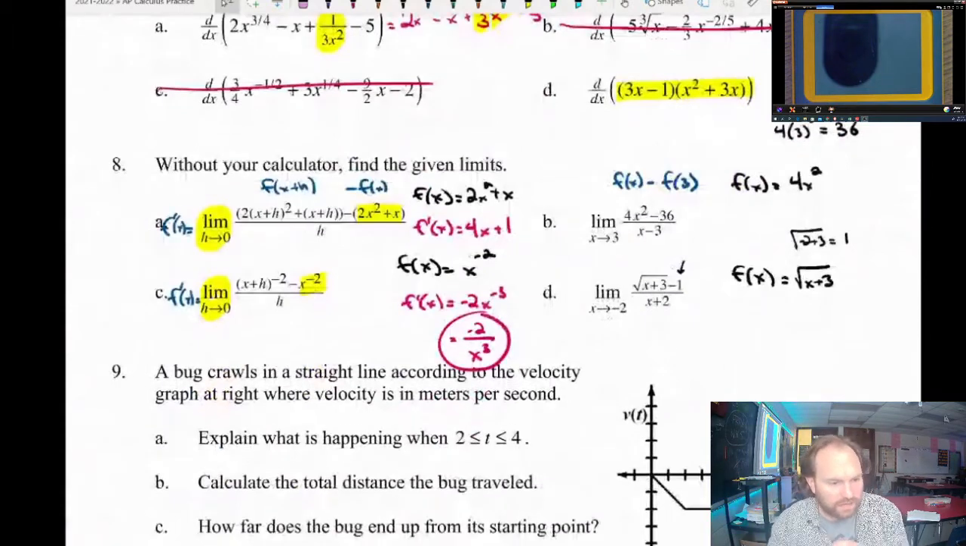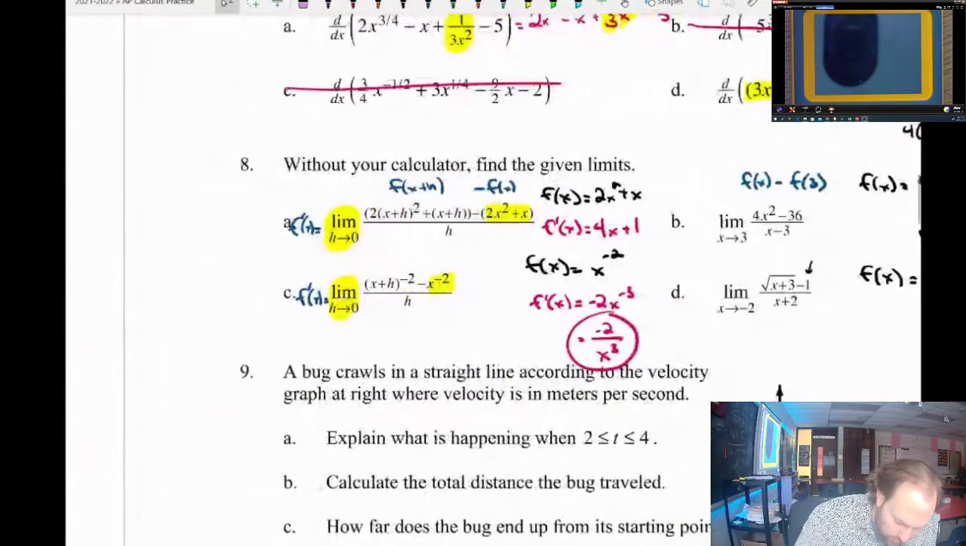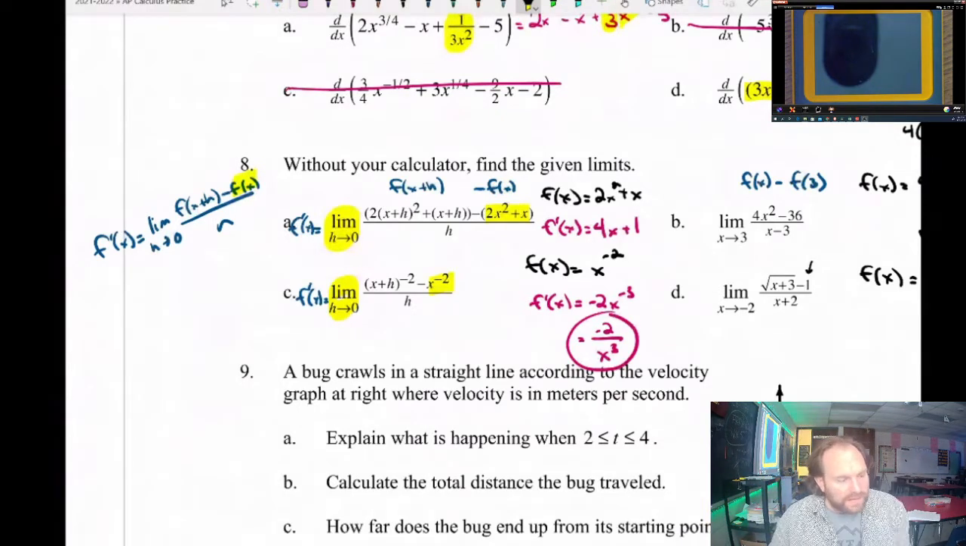We started this one kind of at the end of class today. This is to see if you can recognize, in the structure of the original f prime of x definitions, what the original function is. If you have the h approaches 0 version of this, it's f of x plus h minus f of x over h. But the key is the f of x part, the original function. That's how I know the original function in A is 2x squared plus x, and the original function in C is x to the negative second power.